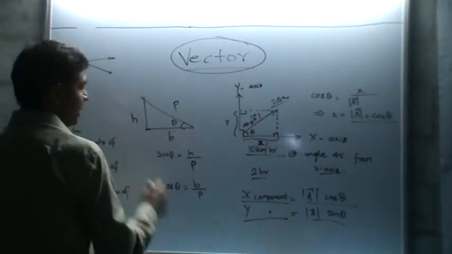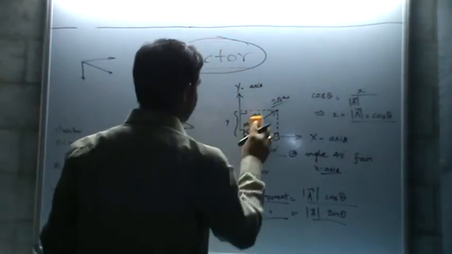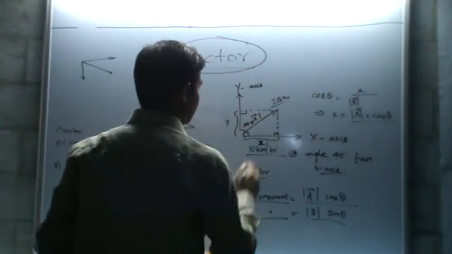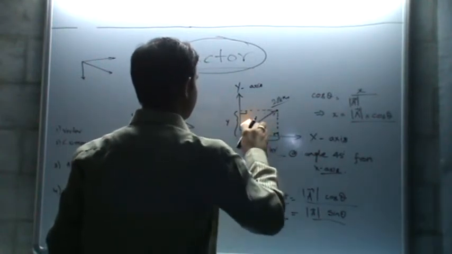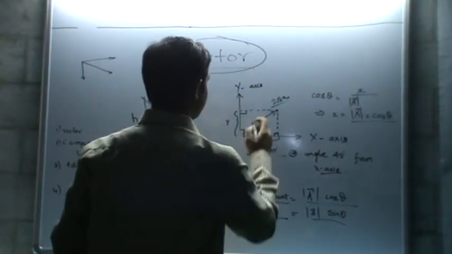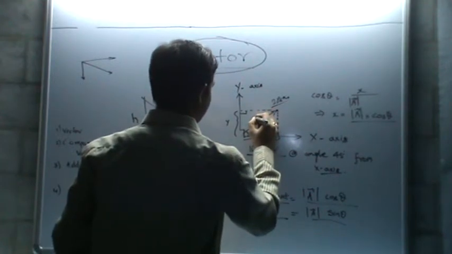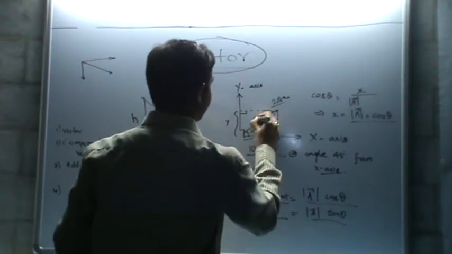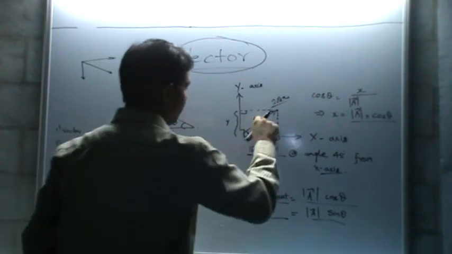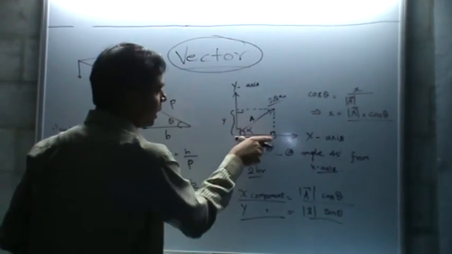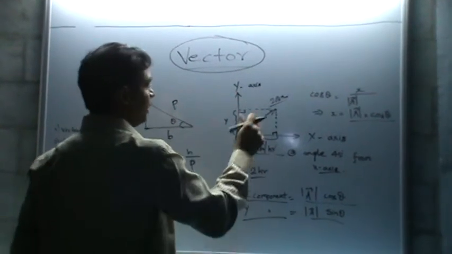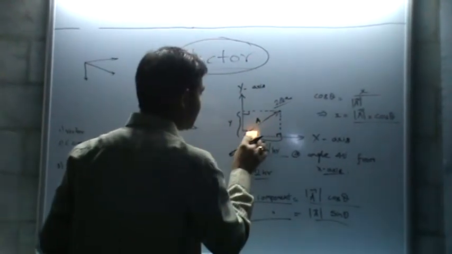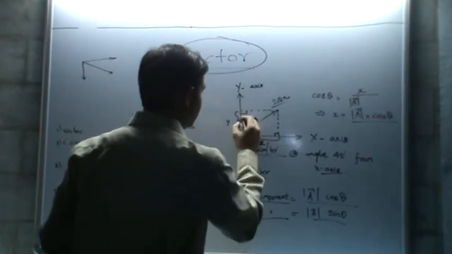If you see any vectors, suppose this angle is alpha, and this one is, say, A, the magnitude, instead of writing so many things, A. So this component is A cos alpha, and this component is A sin alpha. Now this angle is changed. We change the angle now.